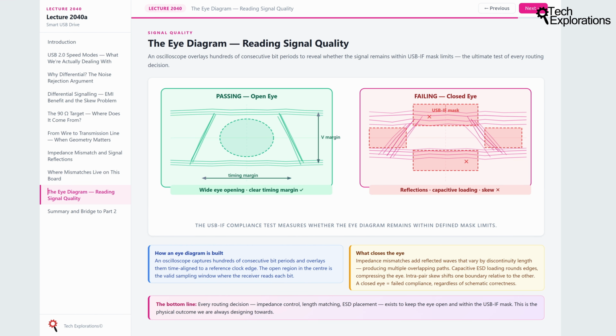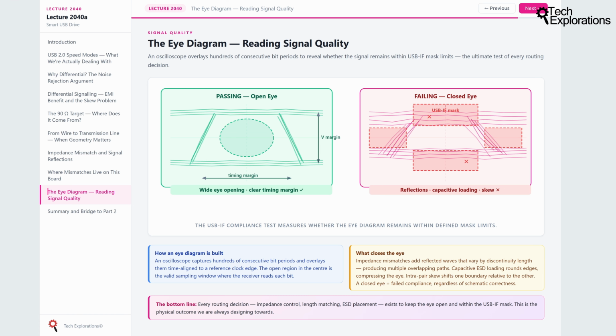Now I'm going to talk about something called the eye diagram. Just for your information, it's not something that we're going to spend any time working on, and I'm not going to do a practical on this, but if you're interested, let me know, and I will look into producing a video that shows you how this works in real life.